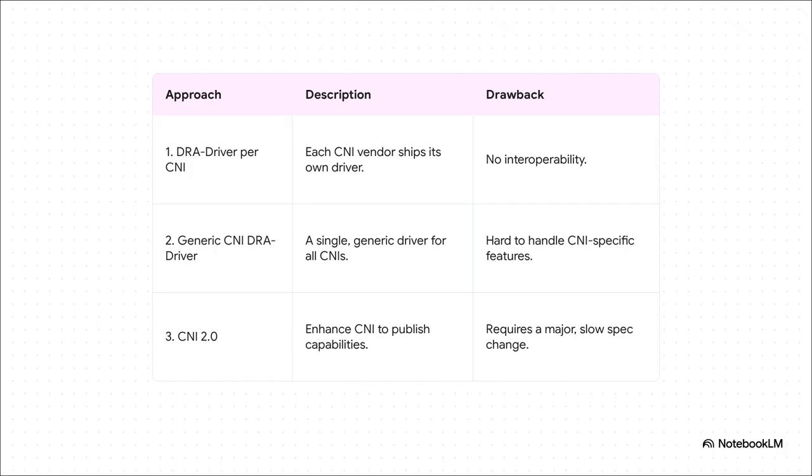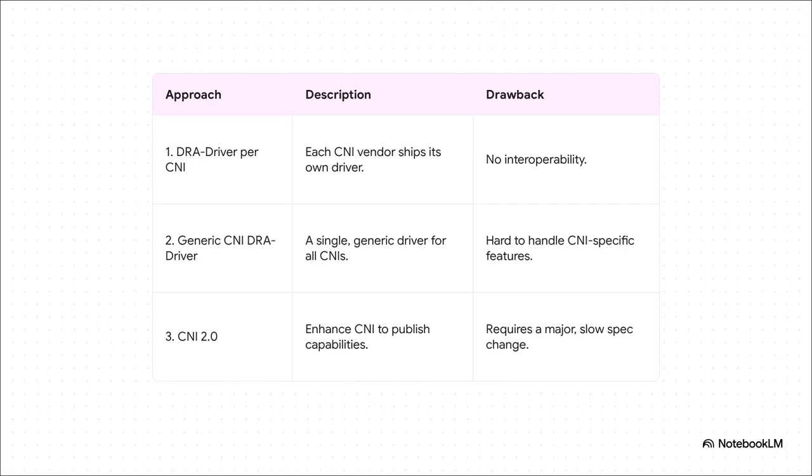The first approach is that each CNI vendor, Calico, Cilium, Weave, you name it, ships their own bespoke DRA driver. The upside is they could expose all their unique features. The massive drawback? Zero interoperability. You could easily end up with two different drivers on the same node, both trying to claim and control the same physical hardware, which is a recipe for disaster.